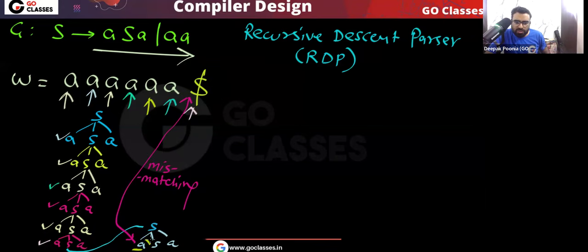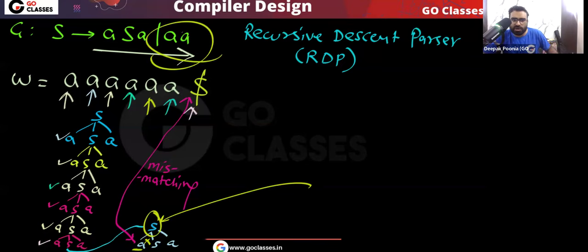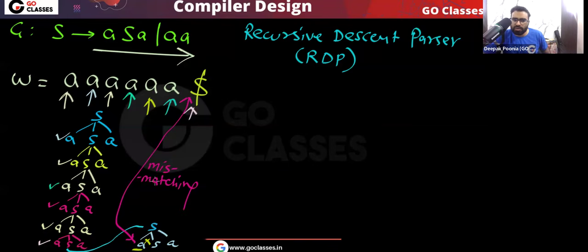So I will put a small cross here, that this a has failed. So I can say that this whole production S going to ASA has failed. So I will go to this S and tell this S that your ASA production has failed. This S will tell me that no problem, I will try the next production. Yes or no? So on the next page, let me put that this S will try the next production.